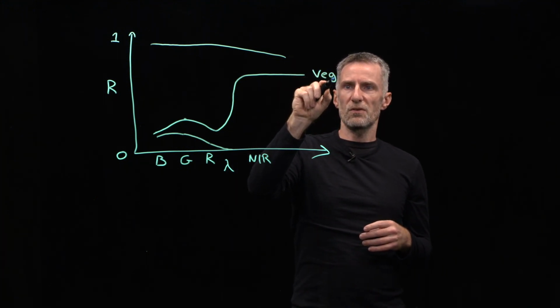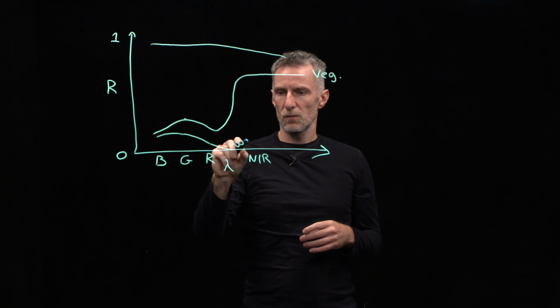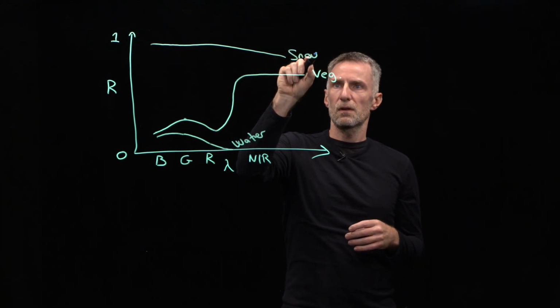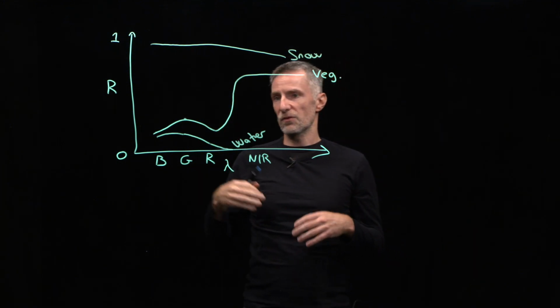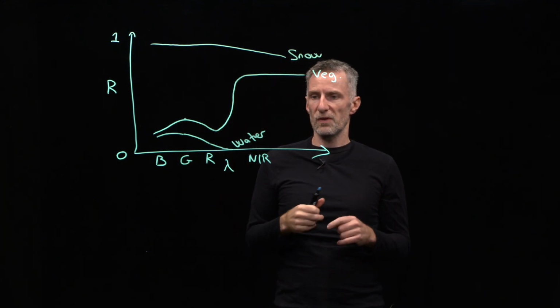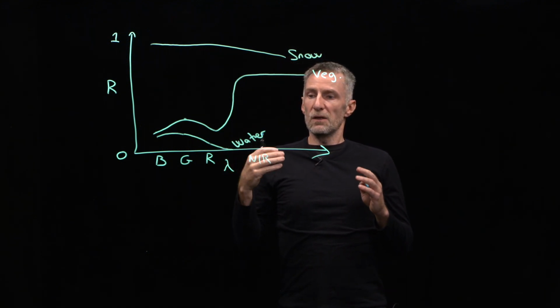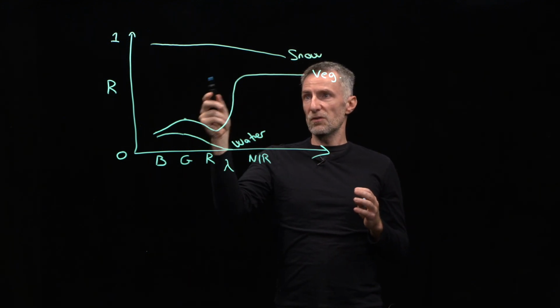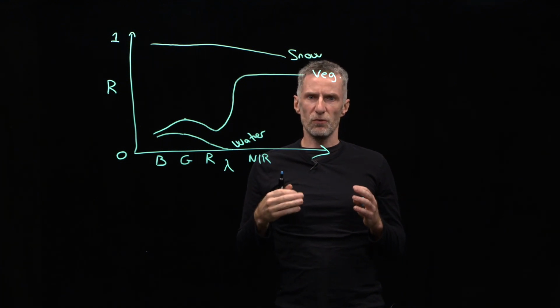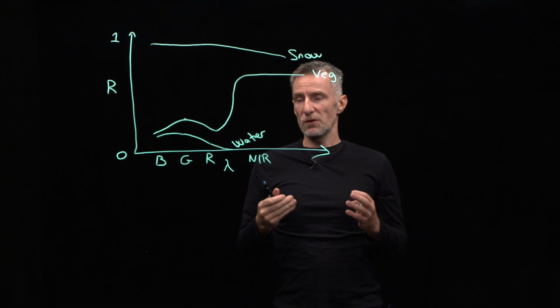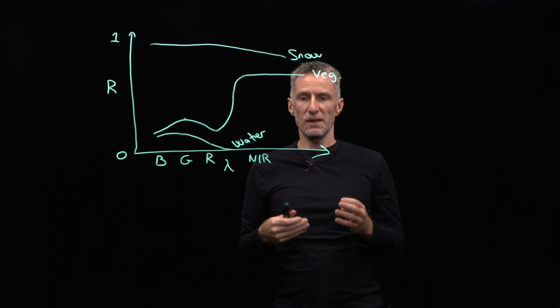I'm just going to write vegetation here, water, and snow. You could add a lot of lines to this, different soil types, asphalt, all kinds of surface types that you can imagine. The interesting part here is that these patterns are relatively unique to each surface. So if we see a pattern that looks like one of them in an image, we can guess at what is probably in that image.